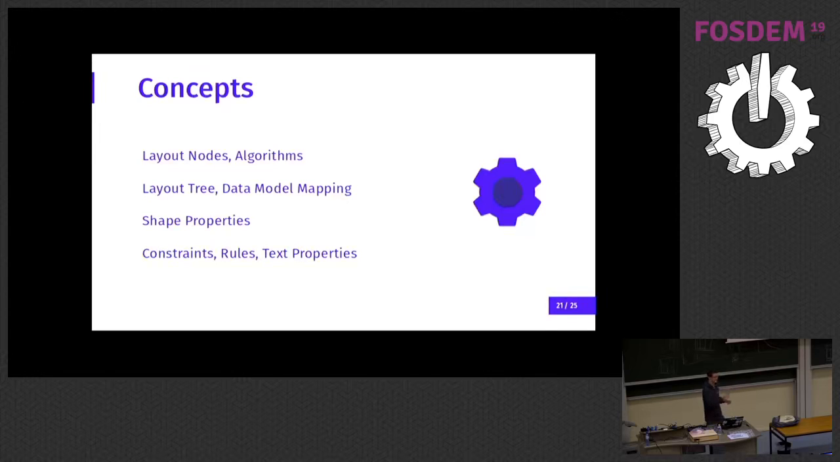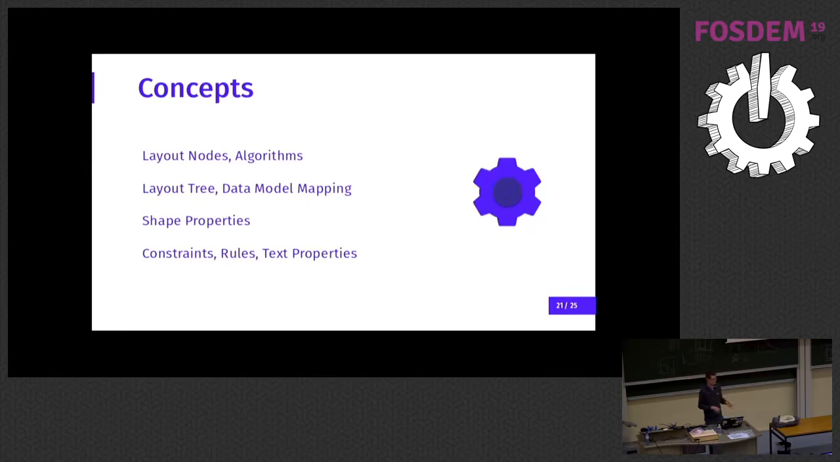So if you have 3 shapes next to each other and you want to render them on a linear path, then you need a container that has an algorithm associated with it, and it should say that this should be laid out on a linear path. And then you need a layout node for this container as well.